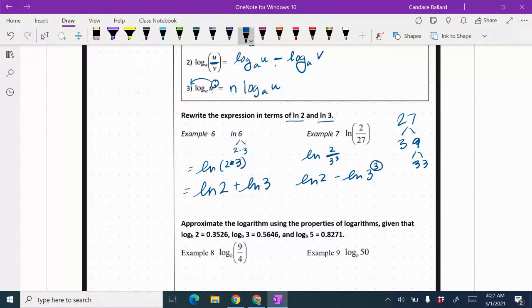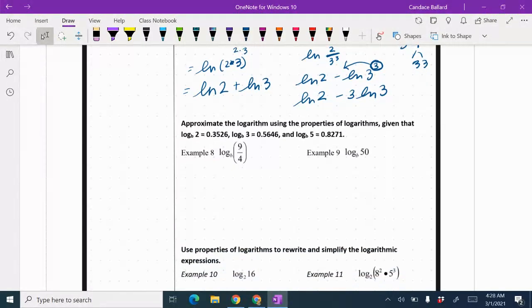I have an exponent, and I'm not allowed to leave the exponent in there. It has to be just natural log of 2 and natural log of 3. So I'm going to go ahead and bring that in front. That's one of my new properties. So the natural log of 2 minus 3 times the natural log of 3.